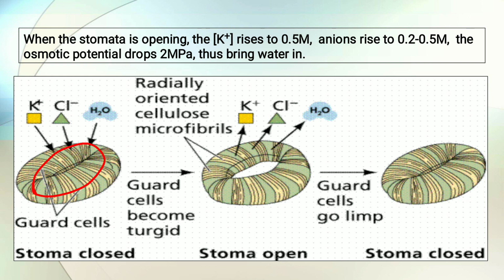Then when the guard cells swell or become turgid, the stomata are open. When the guard cells shrink, go limp or become flaccid, then the stomata are closed.